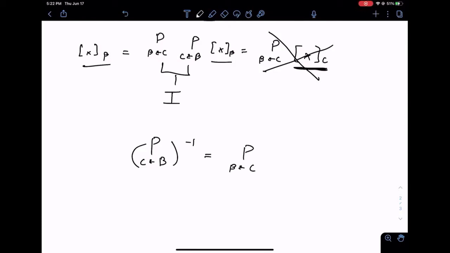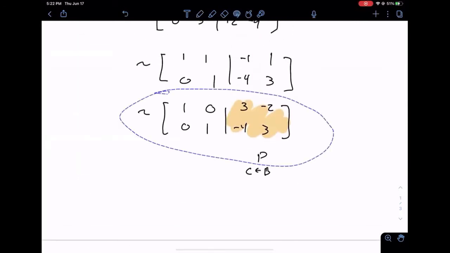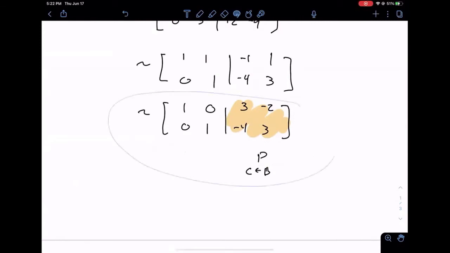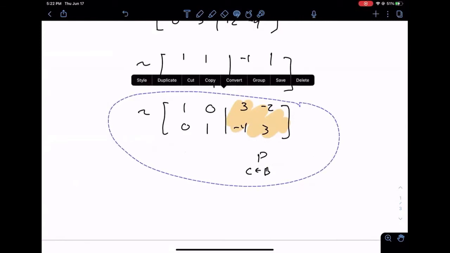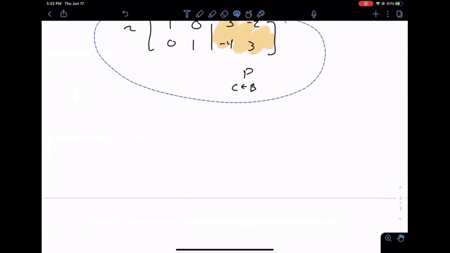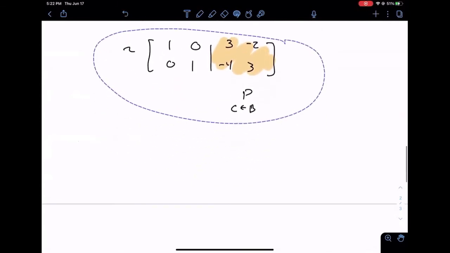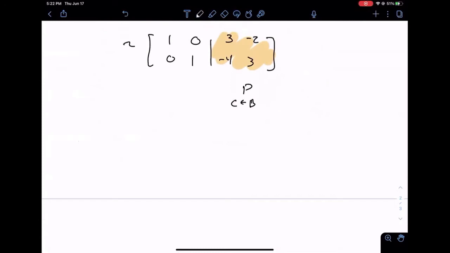How does that help us? What we did up here is we found the matrix that converts from B to C. I also want to find the matrix that converts the opposite direction. So I could do my whole process over again, starting from the beginning, or I could just take this matrix and find its inverse. So let's find this matrix's inverse.